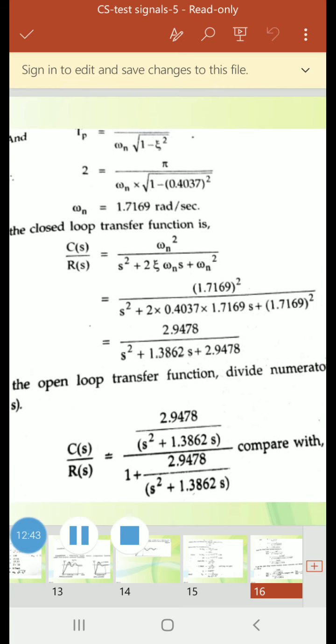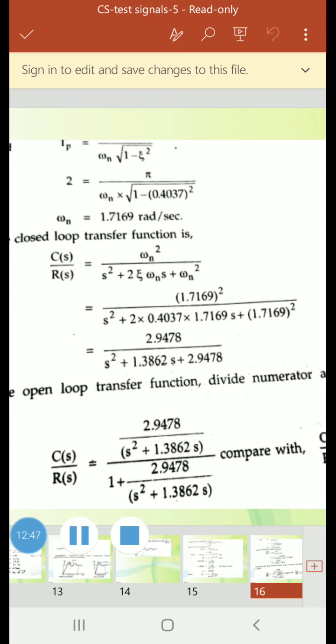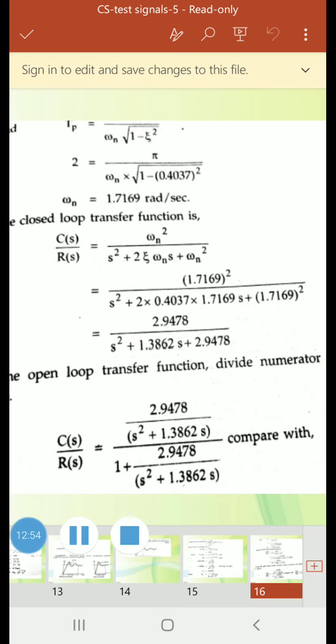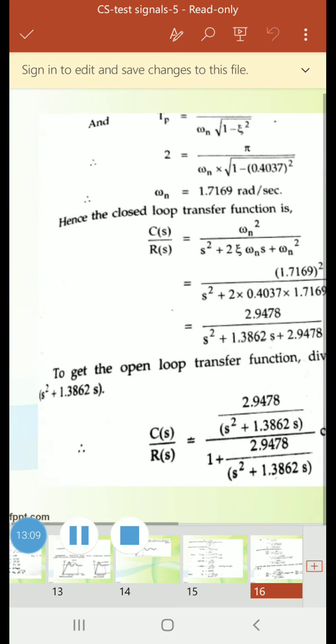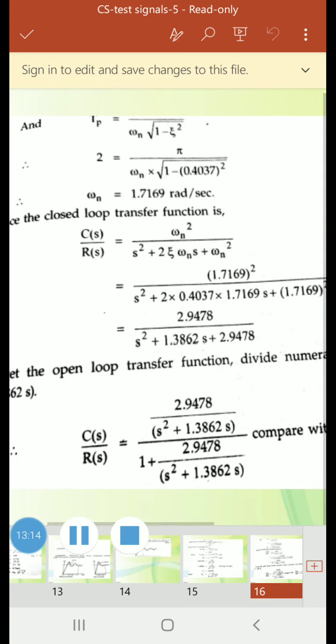So if we have Tp is equal to pi divided by omega n into root of 1 minus damping ratio square. Tp is given as 2. So 2 is equal to pi divided by omega n into root of 1 minus 0.4037 square. So omega n will come equal to 1.7169 radians per second.